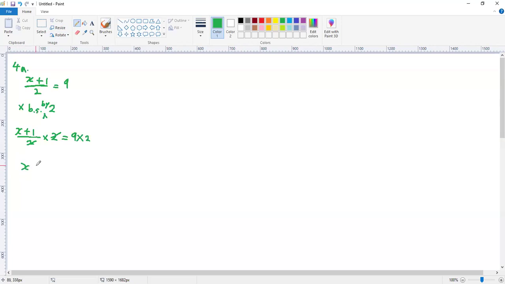So what do you do next? Now that you have x plus 1 equals 18, what do you think we'll do next? Would you do minus 1? Exactly. We'll do minus 1, and that would be equivalent to taking the 1 to the other side. So that's going to give us x equals 18 minus 1, which is 17. And that would be your answer.